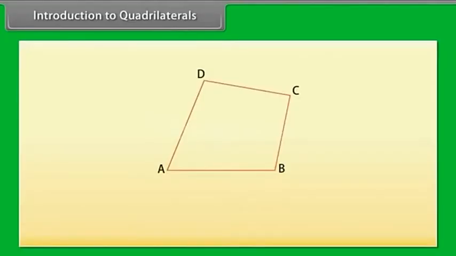Good morning, dear children. Today we are going to discuss the topic kinds of quadrilaterals. Kinds means types. First, let us check the definition of quadrilaterals. Look at the figure ABCD. This is a quadrilateral. A quadrilateral has 4 sides, 4 angles and 4 vertices.